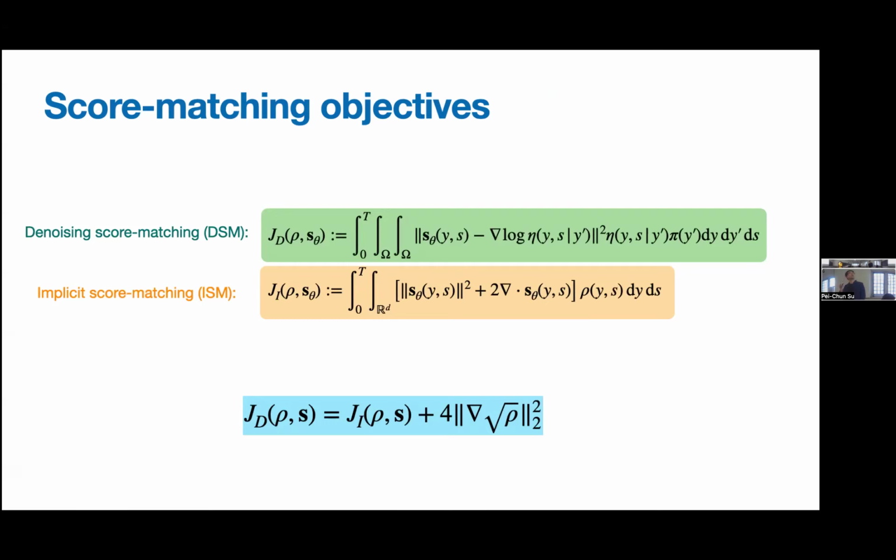Or if you expand this L2 norm and remove the term that is independent of S theta, you get the implicit score matching objective function. So the optimal S theta is learned by minimizing either of these two objectives. And they have a relation: the DSM objective is equal to the ISM objective plus some L2 norm of the score of the underlying distribution that is independent of the S you want to optimize.